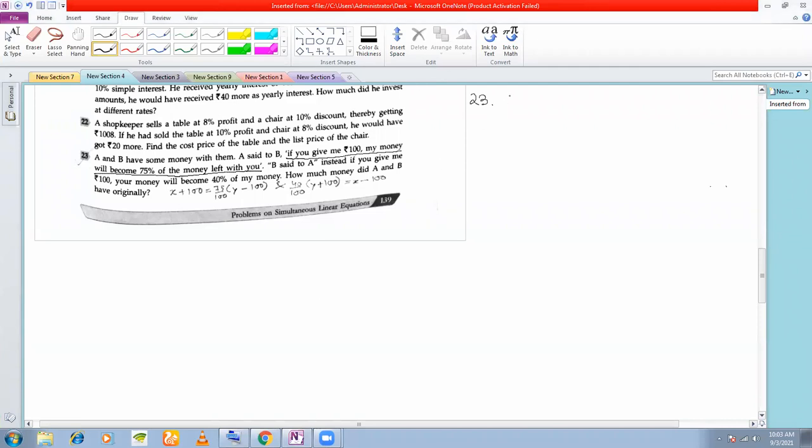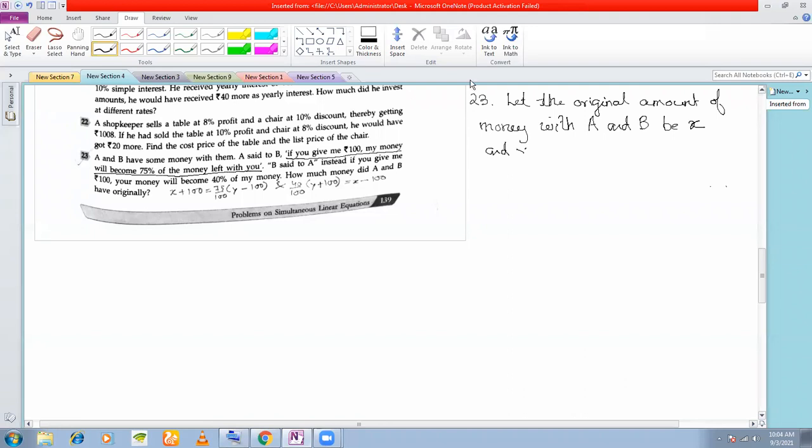Okay, so if I start by saying, let the original amount of money with A and B be X and Y respectively. So initially, let's say A has rupees X, and B has rupees Y.